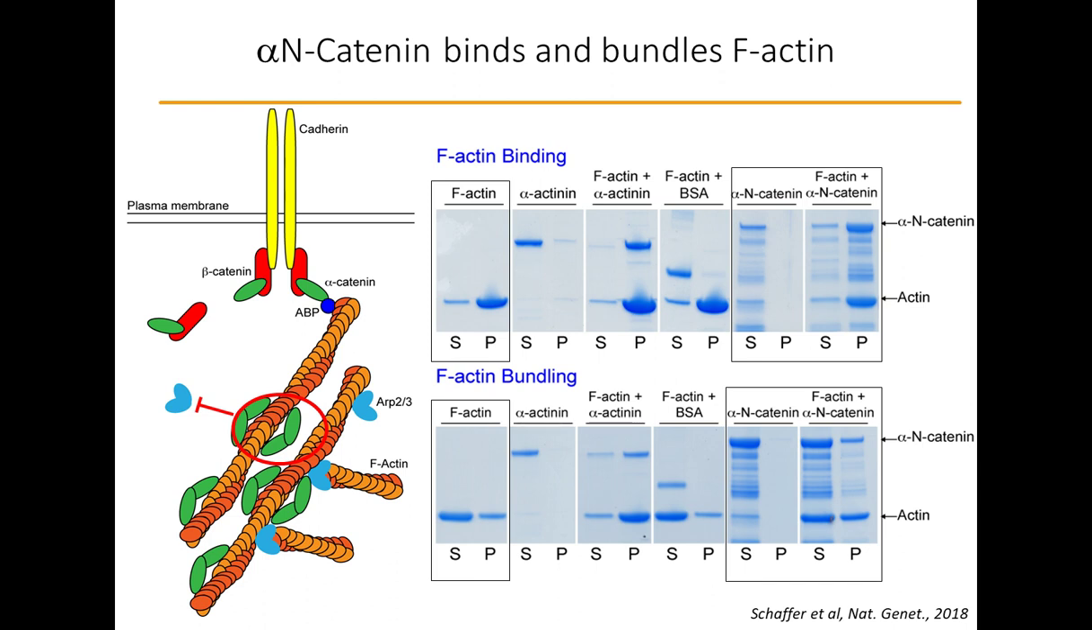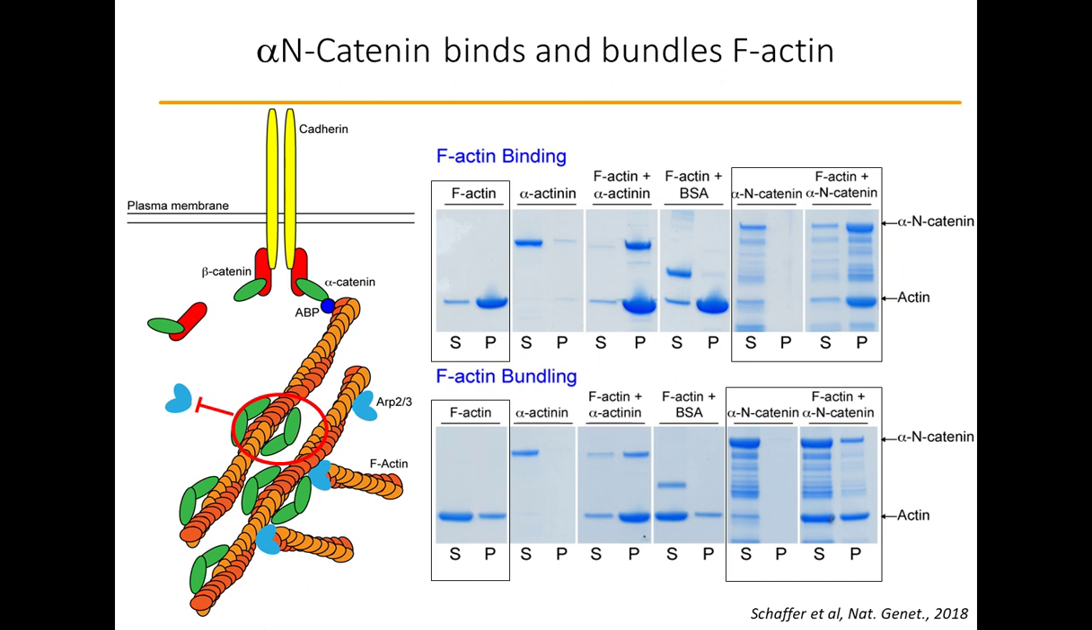We first tested whether alpha-N-Catenin can bind to and bundle F-actin. So we used purified proteins and performed an actin binding and bundling assay. At high speeds, polymerized actin is pelleted, while alpha-N-Catenin is found in the supernatant. But when alpha-N-Catenin is added to F-actin, it binds and comes down in the pellet.